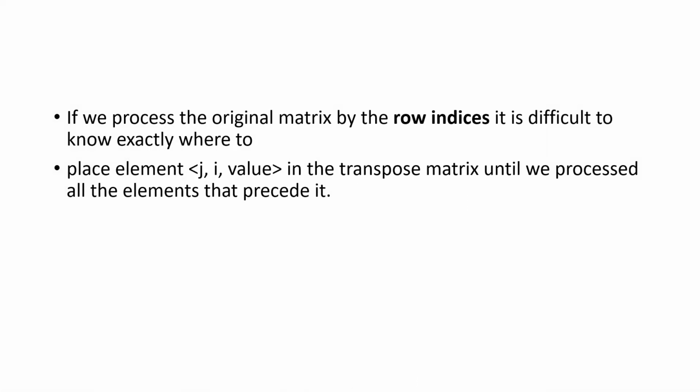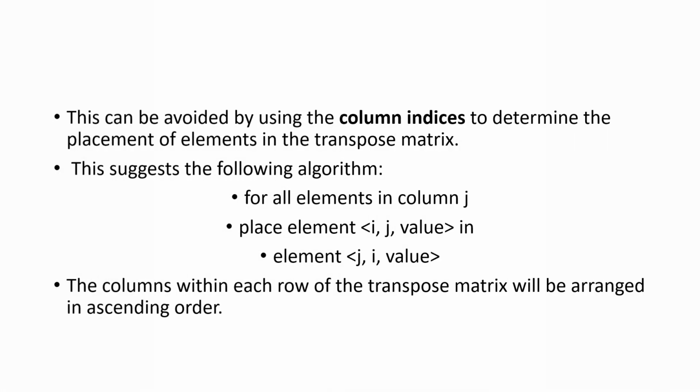If we process the original matrix by row indices, it is difficult to know exactly where to place element ji value in the transpose matrix until we have processed all the elements that precede it. This can be avoided by using the column indices to determine the placement of elements in the transpose matrix. So for all elements in column j, place the element i, j value in element j, i.